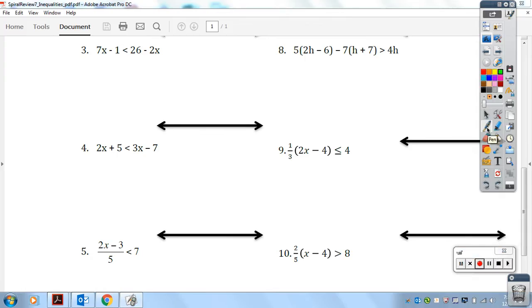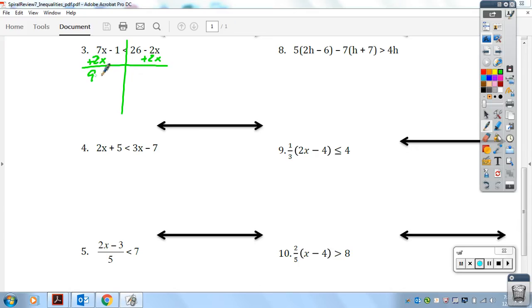Question 3 finally features some multi-step variables on both sides. Got to clean up the left side, it's already cleaned up. Clean up the right side, already cleaned up. Now I deal with the fact there's variables on both sides. I'm going to get rid of the negative 2x and add 2x to both sides, so that way I don't have negative coefficients.